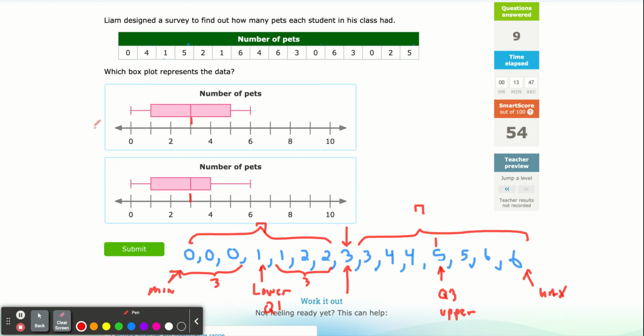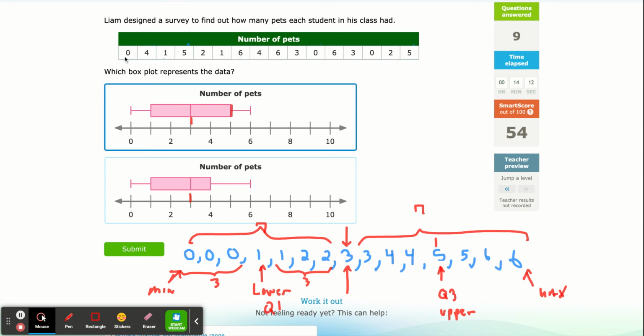So again, now I can figure out, okay, I have a minimum of 0, which both of these have. I have a quartile 1, or a lower quartile of 1, which both of them have. They both have a median of 3. And now this upper quartile must be 5, not 4, but 5. So this is the right one. And then the max is 6. So I'm going to pick this top one.